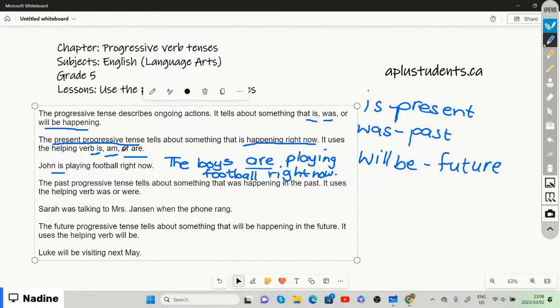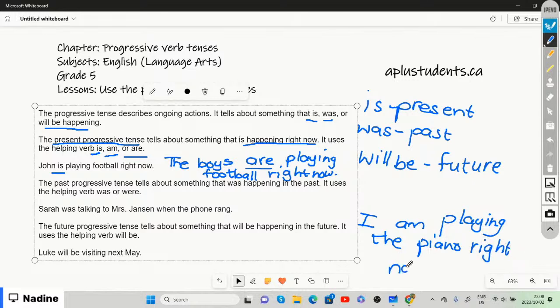And if we want to say am, right, then we can maybe say I am playing the piano right now. So that is how we use the words is, am, and are within the progressive tense, specifically in the present progressive tense.